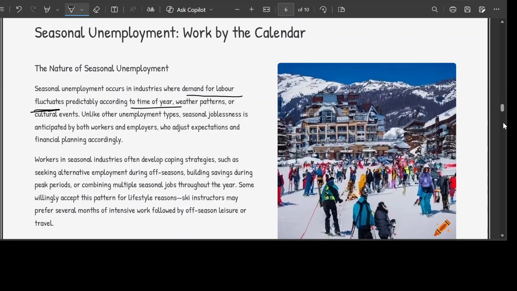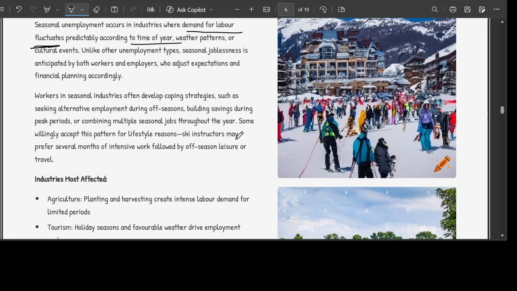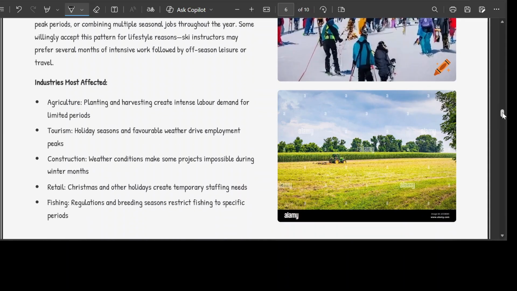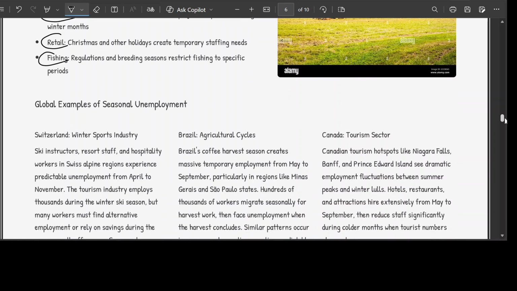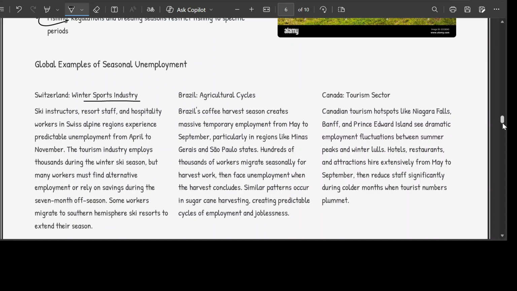There can be many examples of seasonal unemployment. The industry most affected by this kind of unemployment is agriculture. Then we have tourism, construction, retail, and the fishing industries majorly. Globally, an example is Switzerland's winter sports industry, in the Alpine regions, which experiences predictable unemployment. From which time period? The April to November time period.